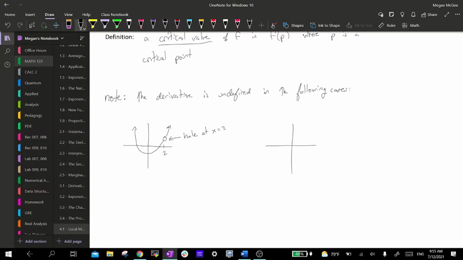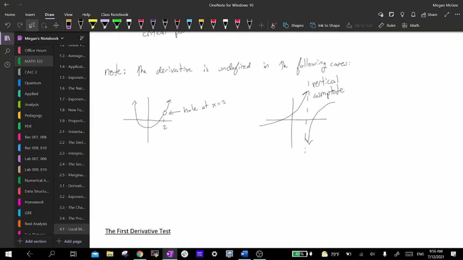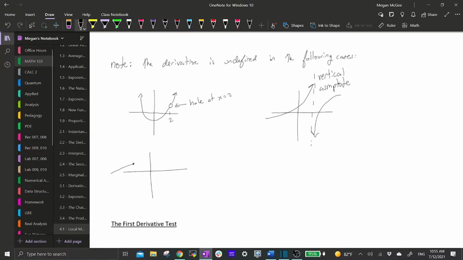Let's see. We could have something that looks like this. So the graph goes up here, and then it also comes down here, right? So we have a vertical asymptote. There we go. A vertical asymptote. Again, say that's x is equal to 2. Well, the function does not exist there either, so we can't take that derivative. Again, we could have something that looks like this, where it stops and then continues again up here. This is called a jump discontinuity.